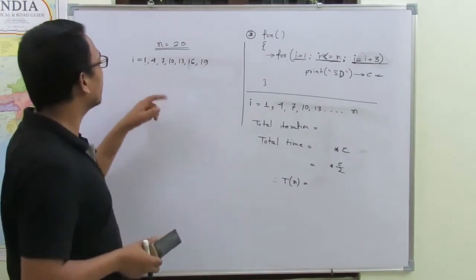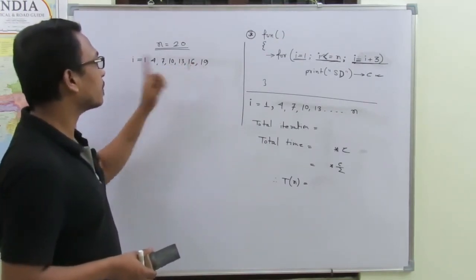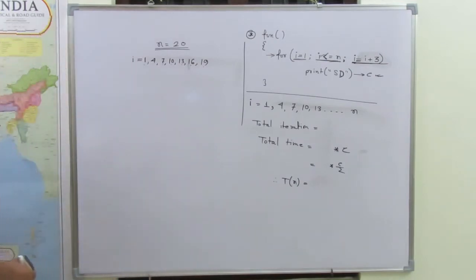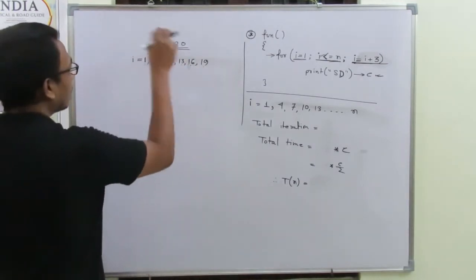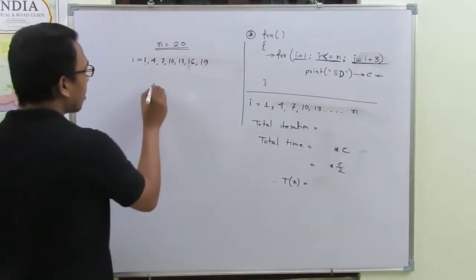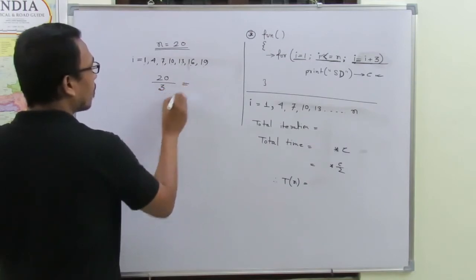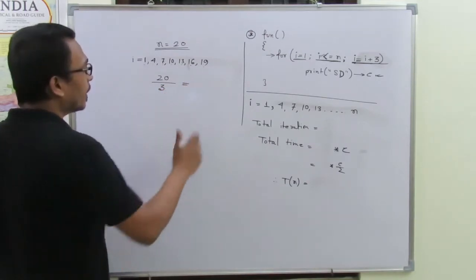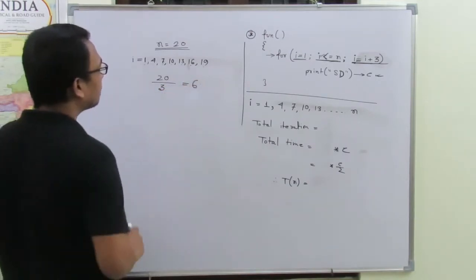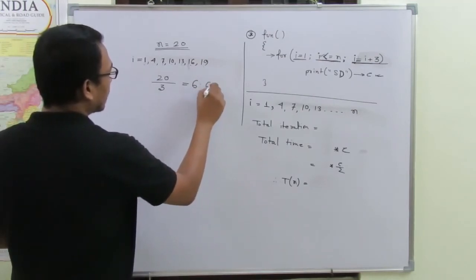And how many iterations are there? 1, 2, 3, 4, 5, 6, 7. So how to know how many iterations are there? What is the relation with this 20? Now look at here. If we divide 20 by 3, how many elements will you get? We will get 6.66 like that.